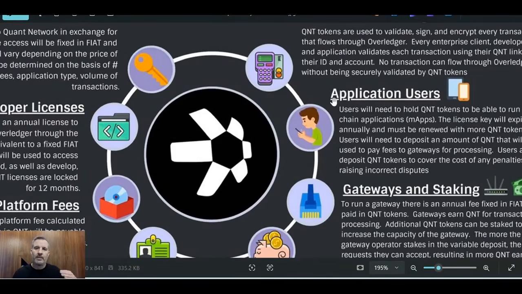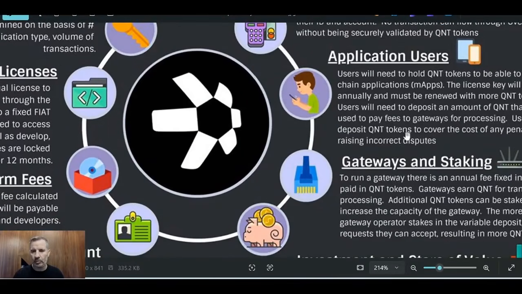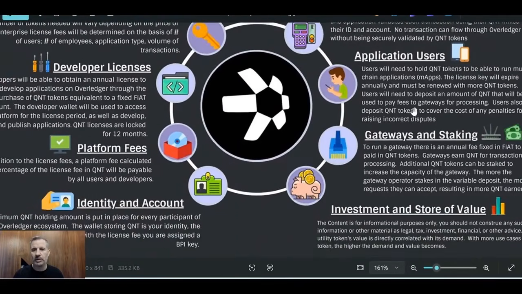And again, Axelar has 70 times more supply than Quant. Plus, it has a 3.8% inflation per year. It inflates the supply to reward the participants and so on. It has a 3.8% inflation per year, which Quant does not have. So application users, they have to hold QNT to use the applications. You have gateway and staking. Again, that is massive because we as QNT holders, we host gateways.